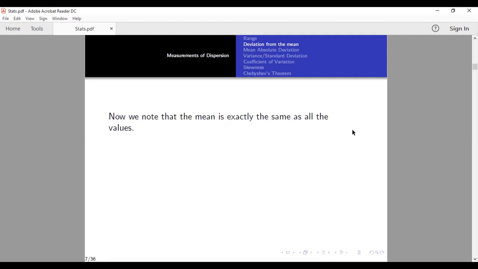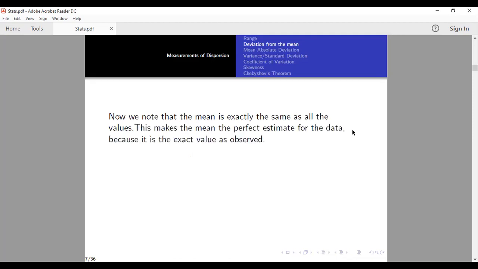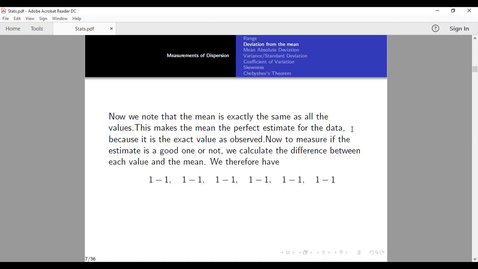Now, looking at the data that we have, we're going to change it a bit. Since we say that the mean is the perfect estimate of the data, that is, it perfectly tells us the values that are there in the data. This is where the deviation comes into play. How far apart are the values from the mean?